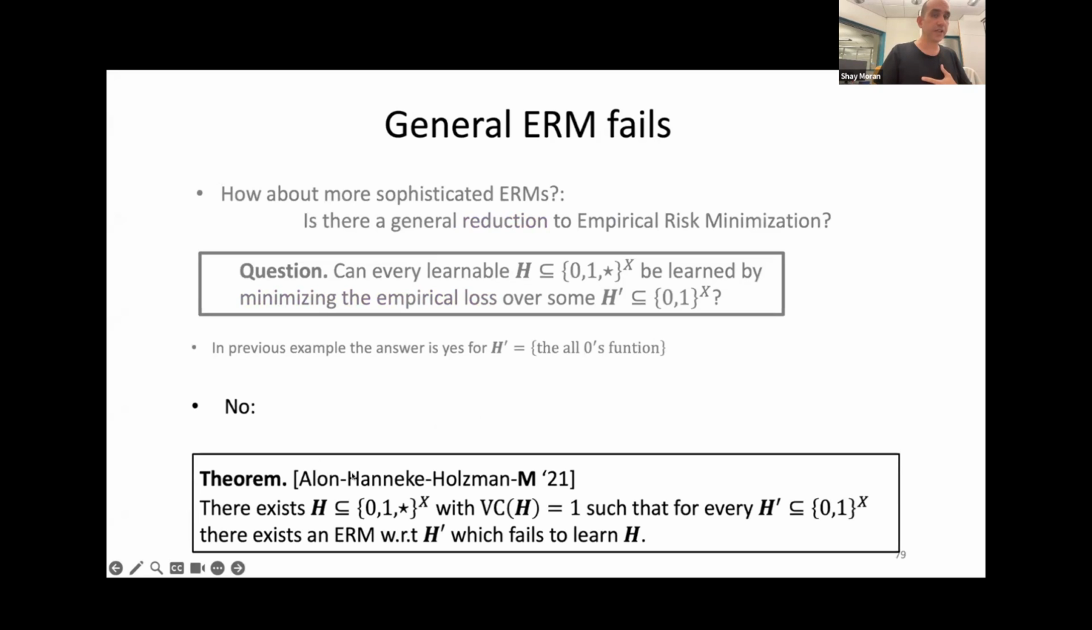So the answer here is no. There exists, and it's the same example from before, a partial class H with this dimension 1, such that for every H prime, which is a total class, there exists some ERM on H prime which fails to learn H. Right? So in general, there is no reduction from learning this partial class H to empirical risk minimization over a total class H prime.